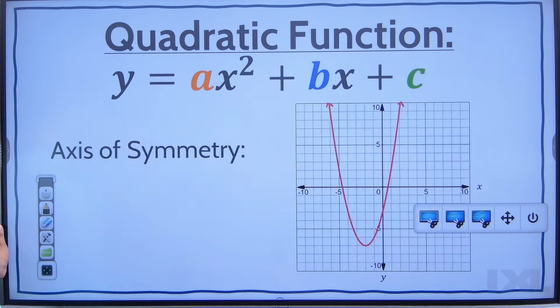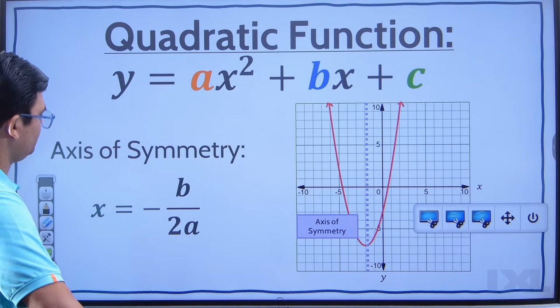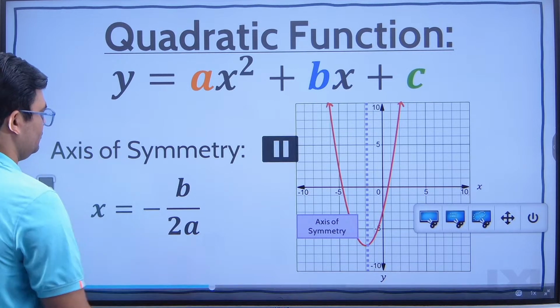Recall, the axis of symmetry on a graph is the line that cuts the graph in half so that it's symmetrical on both sides. We can find the equation for the axis of symmetry by using the formula x equals negative b over 2a.